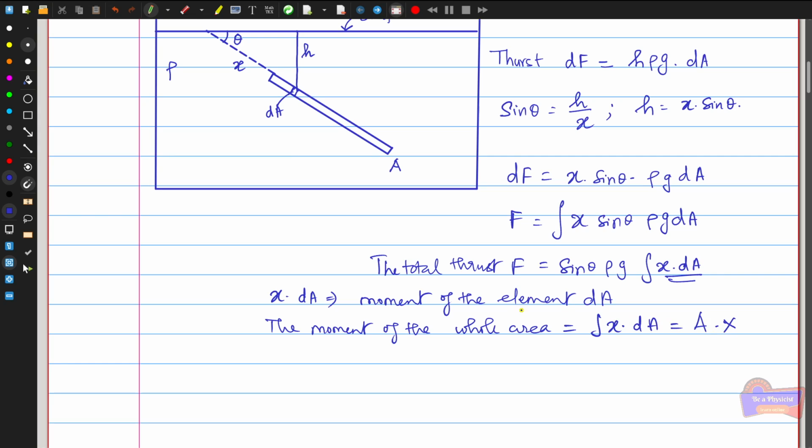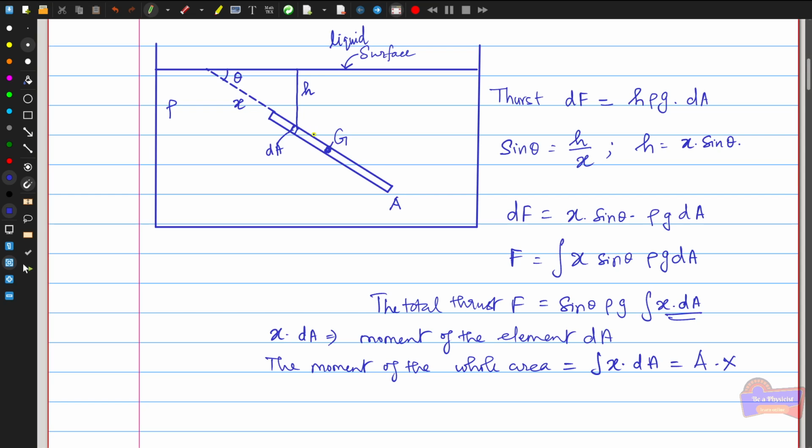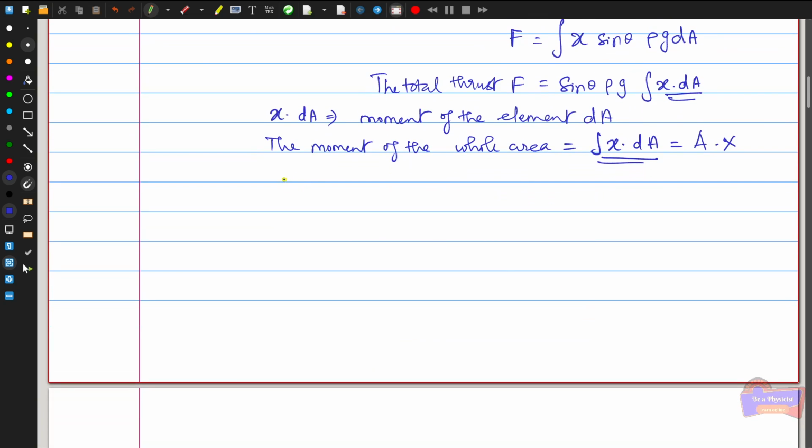This capital X is the distance from the liquid surface to the center of gravity of the plane we considered. Suppose this is the center of gravity G; the distance from this point G to the liquid surface is taken as capital X, which multiplied by the area of the element is the total moment of the area. Now if you substitute this value of x dA into the total thrust equation, the total thrust can be written as F is equal to rho g sin theta into A into X.